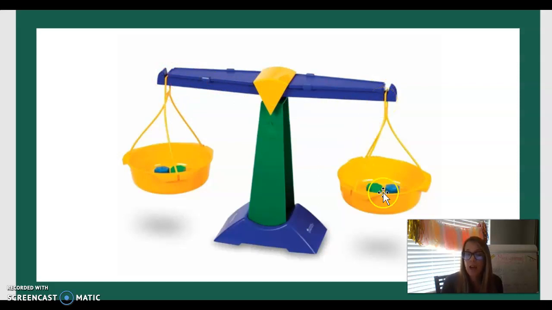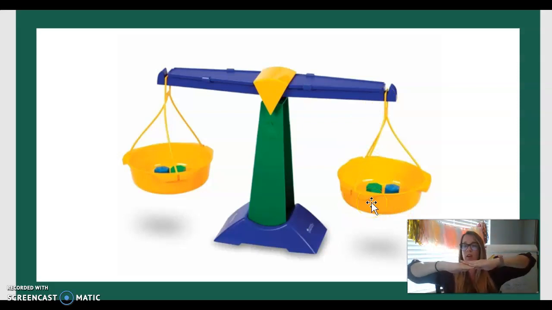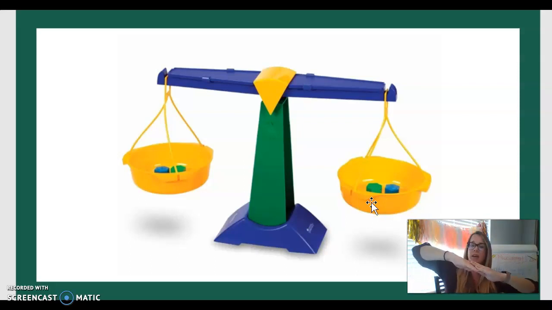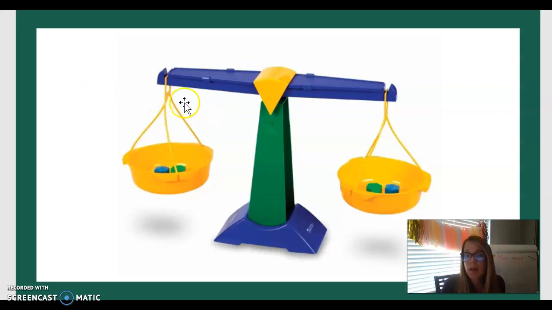But if I were to add lots and lots of blocks to this one, then it would be so heavy, and our straight line, one side would start to go down. So anytime you see a side that is down, that means it is heavy. So the side that is up, that is your light side.